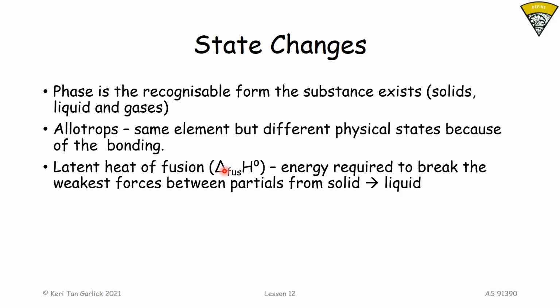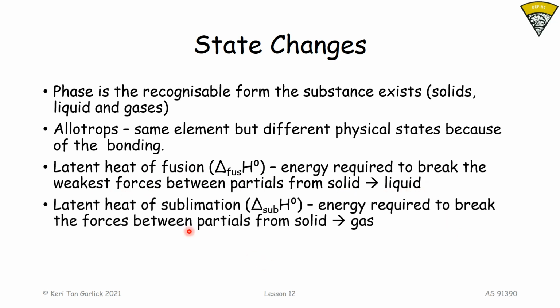You guys have seen this before, which is the delta H, which we know is the enthalpy, and it's just stating the energy for that reaction. What's going to be new for this year is there are going to be some annotations on the bottom that's going to tell you about what type of reaction it is and what the energy is going to be used for. So if you see fuse, it just means fusion, and that's basically the energy required to break the weakest forces between my particles, going from a solid then to a liquid.